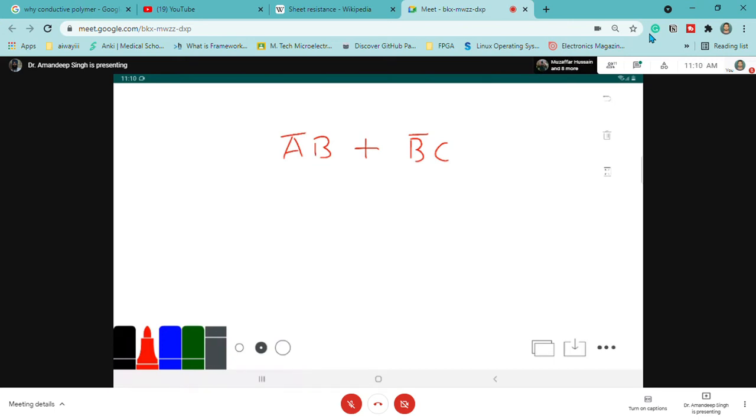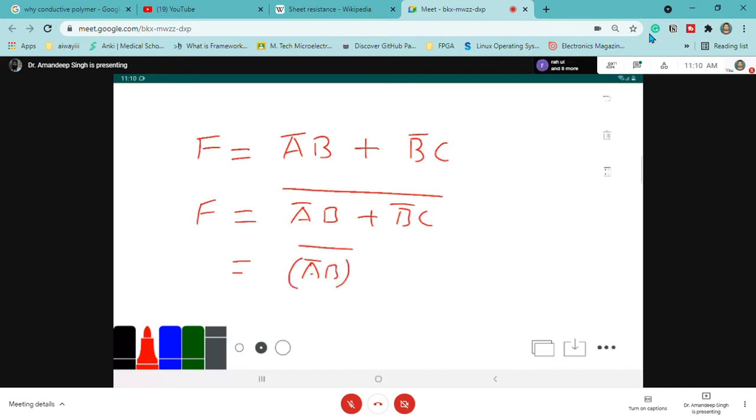Suppose this is a function. The shortest thing is to basically take a bar b plus b bar c, whole bar. Okay, and then when you open it, it will be a bar b whole bar dot b bar c whole bar. In these two, one of the terms you need to open. Why? Because one is having bar, means you are going to implement that using NMOS and otherwise PMOS.